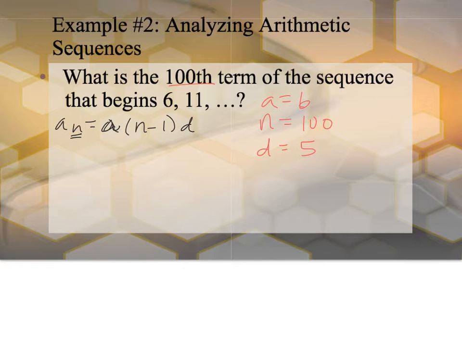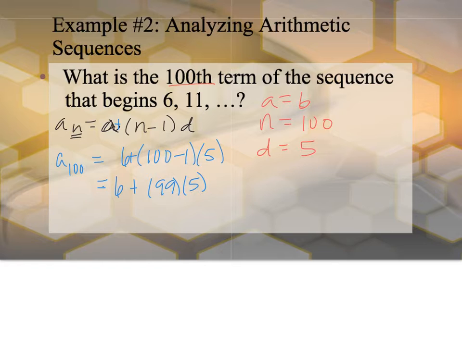So let's start substituting in the information. A sub 100, in other words the 100th term, will be 6 times 100 minus 1 times 5. If we keep going, that's 6, and it's not times, I missed a part of the formula, it's plus. All right, so 6 plus 99 times 5. Let's see, 99 times 5. I'm grabbing my calculator. 99 times 5 is 495.